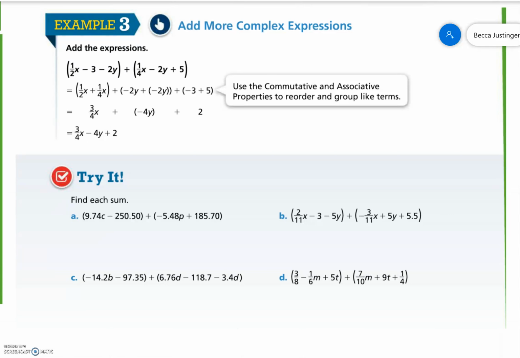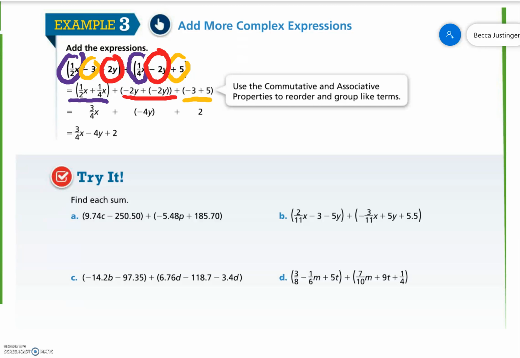Example 3, add more complex expressions. So we're adding the expressions 1/2 x minus 3 minus 2y plus 1/4 x minus 2y plus 5. So our first step is to combine like terms. I know my 1/2 x plus my 1/4 x go together because they both have an x. My -3, and careful, -3 is a constant, so I'm going to circle the other constant, +5. And last but not least, -2y with -2y.